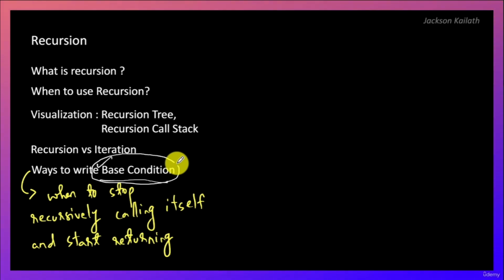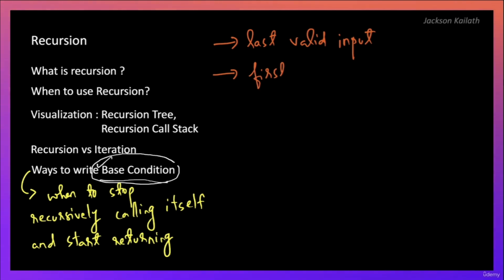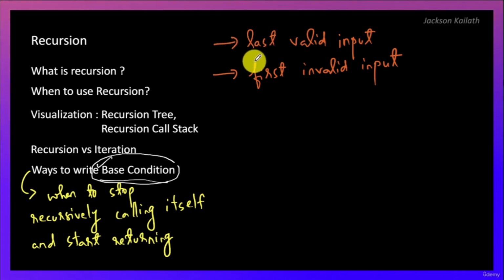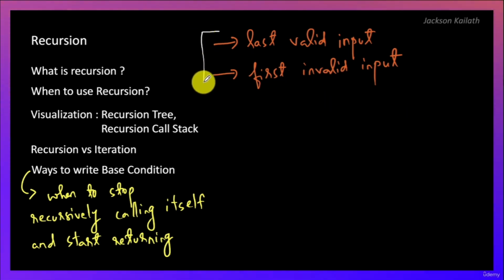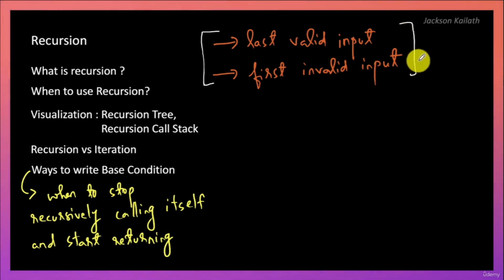Now there is a better way of identifying the base condition for a recursive solution, and that is by thinking of either the last valid input or the first invalid input. Okay, so there are these two ways. You can either think of the last valid case or the first invalid case. Now these two are pretty similar in that you could in some cases write the solution either way, or in some cases you will find that one of these is easier to implement.